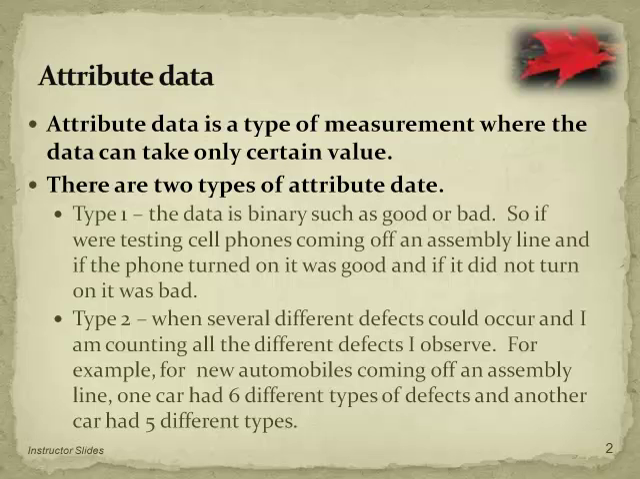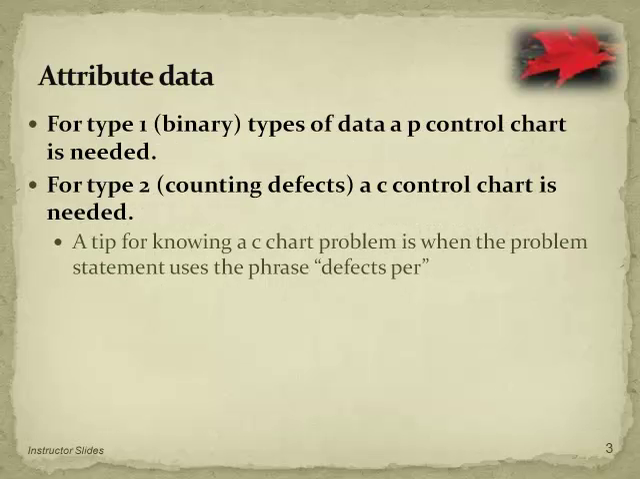Type 1 is binary, it's either good or bad. So we had defective steaks and good steaks. There was only two types. Type 2 is when we have several different types of things that could go wrong. And what we're going to be doing is counting how many things did not go correctly, or how many defects that we had. So for type 2, type measurement counting defects, the C-chart is what we need.